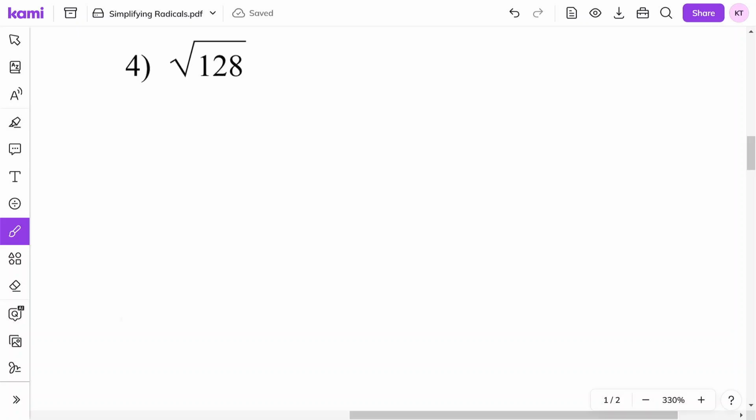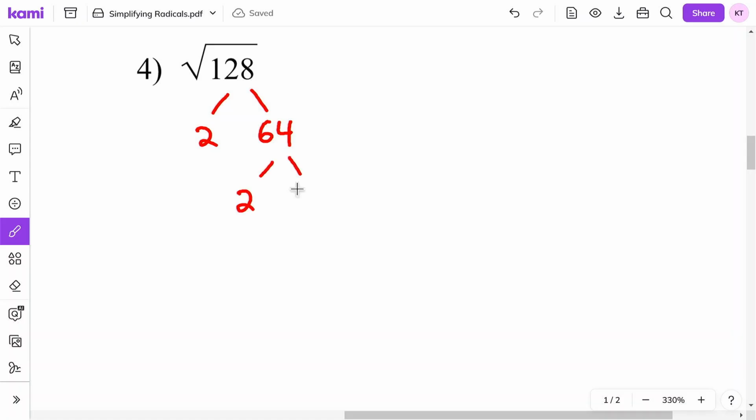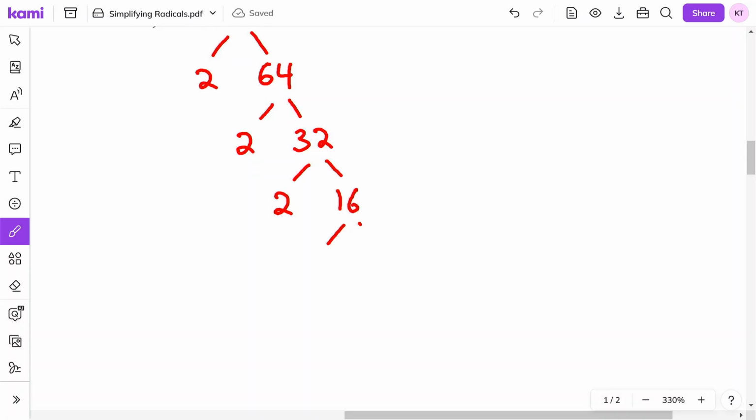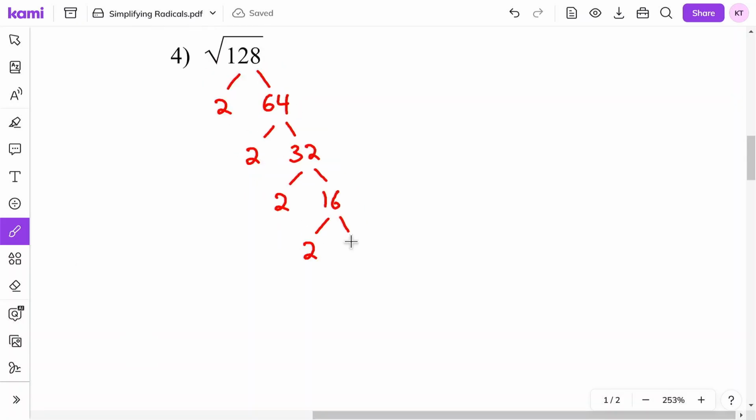This time I'll do factor tree. So 128 divided by 2 is going to give me 2 and 64. 64 divided by 2 is going to be 2 and 32. 32 divided by 2 is 2 and 16. 16 divided by 2 will give me 2 and 8. 8 will give me 2 and 4. And then lastly, I will get a 2 and a 2.